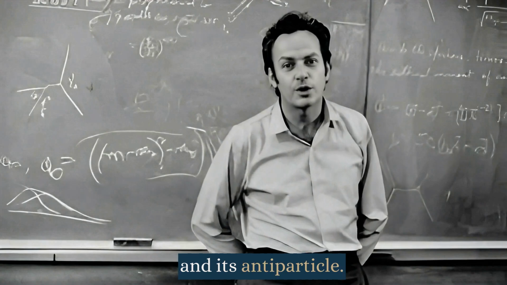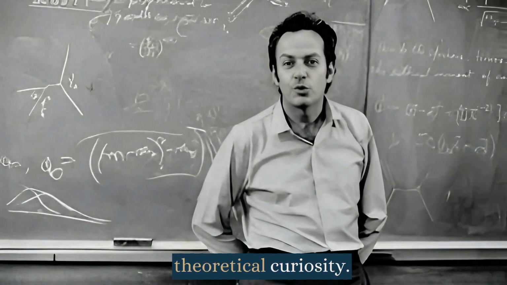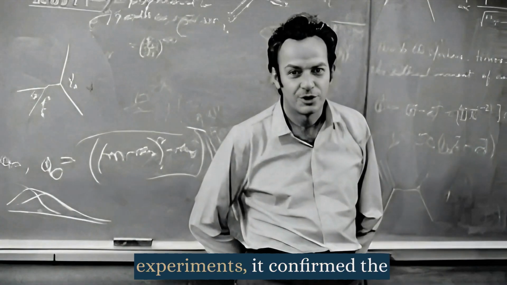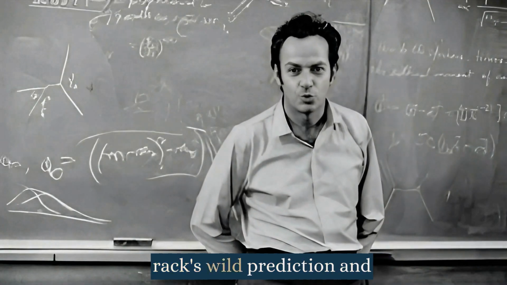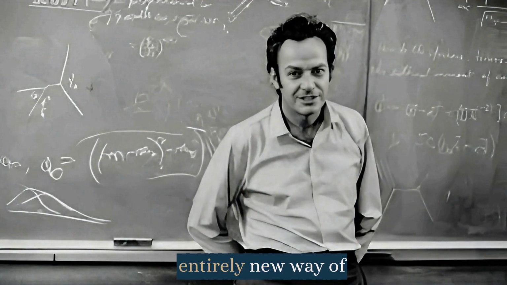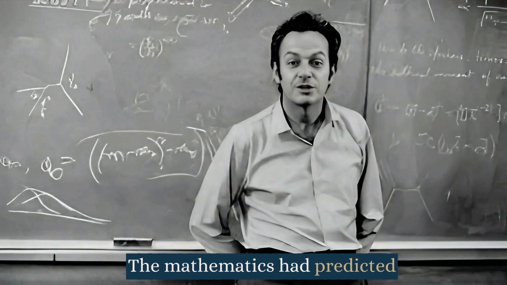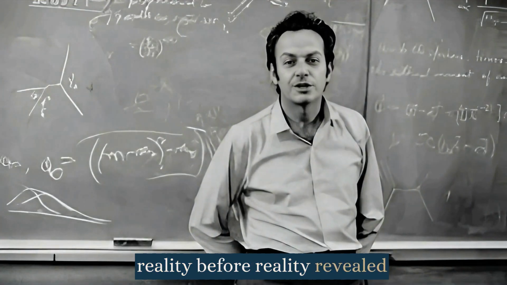Usually the positron is called an antiparticle to the electron, and these are the characteristics of a particle and its antiparticle. This wasn't just a theoretical curiosity. When Anderson found the positron in cosmic ray experiments, it confirmed Dirac's wild prediction and opened up an entirely new way of thinking about particles. The mathematics had predicted reality before reality revealed itself to us.